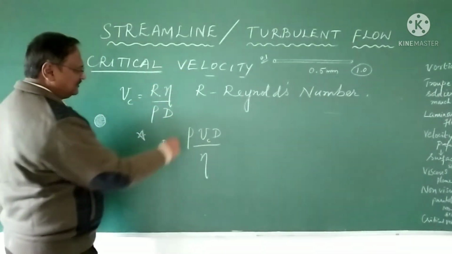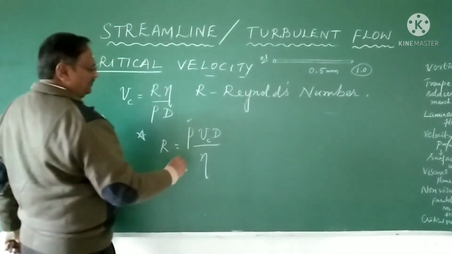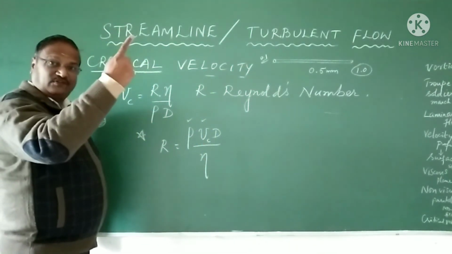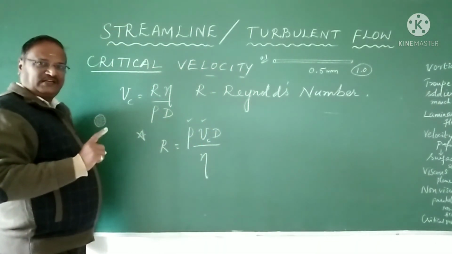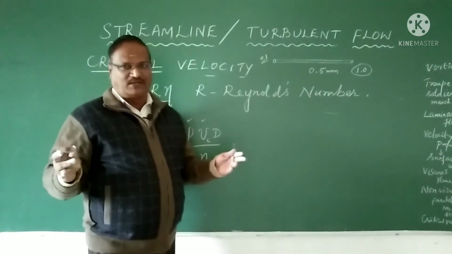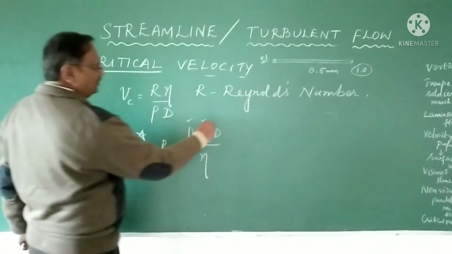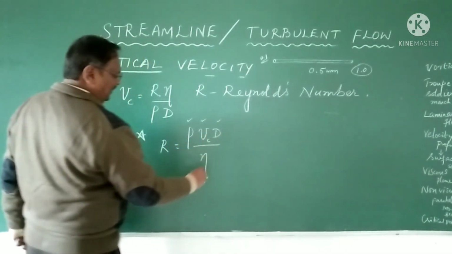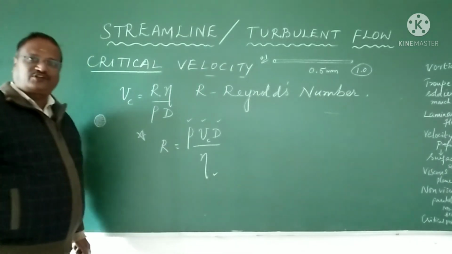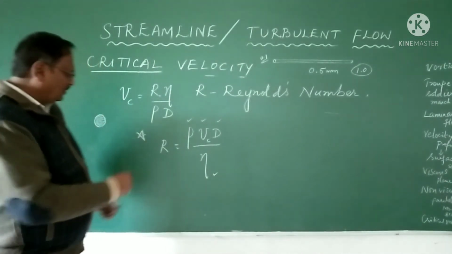So what are the factors? The density of the liquid. The critical velocity, if it exceeds the critical velocity, the flow will not be streamline or steady, it will become turbulent. Okay, I'll tell you the values. D, diameter of the tube, and rho, eta, the coefficient of viscosity.